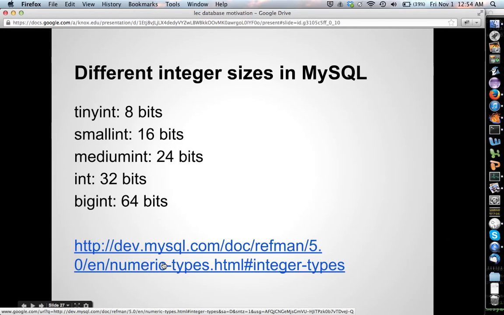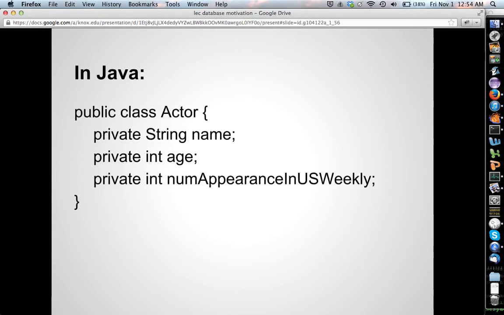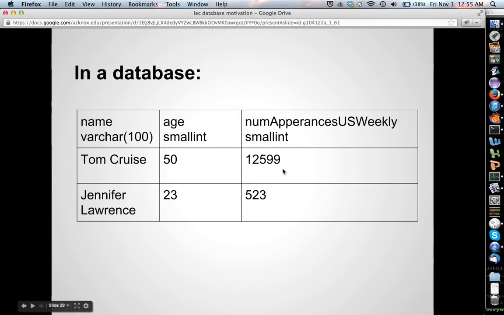And here's a good link for that. So in Java, if we want to represent an actor for a movie database, we might have a class called actor, a string called name, an int called age, and then another int for the number of appearances in Us Weekly. Actually, I have no idea how that's pronounced. I just know it's the one that all the actors end up in. On the database side, we would have a table with these column types and sizes. Name is a varchar, a variable length character string, which can be up to size 100.